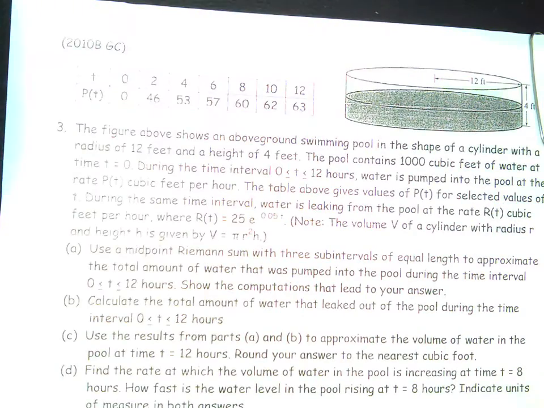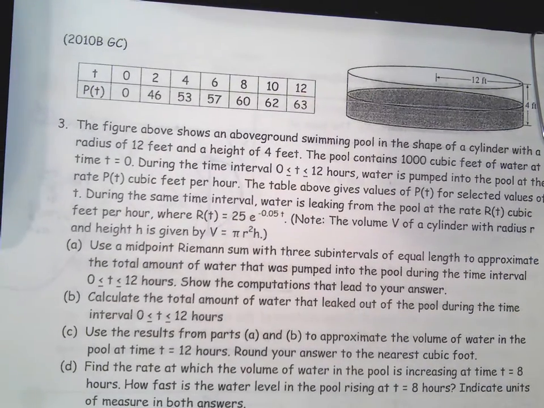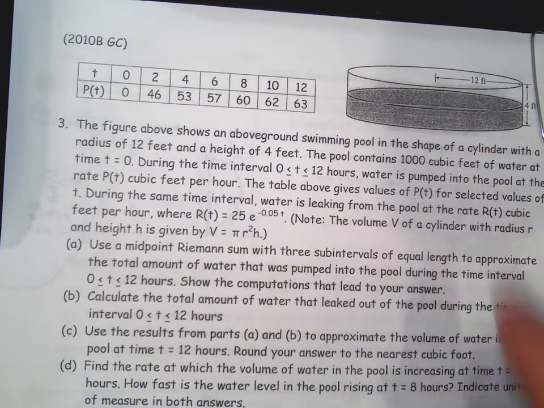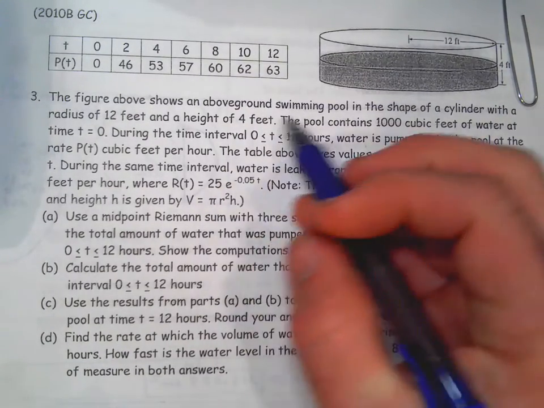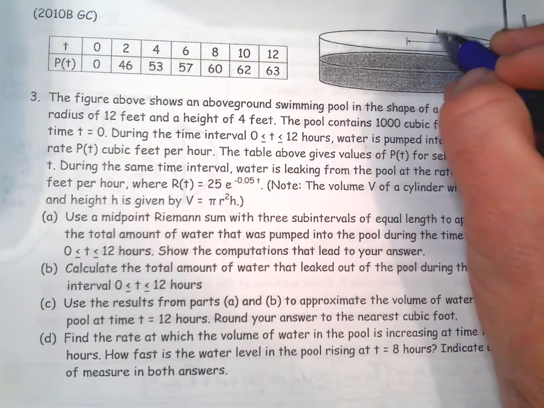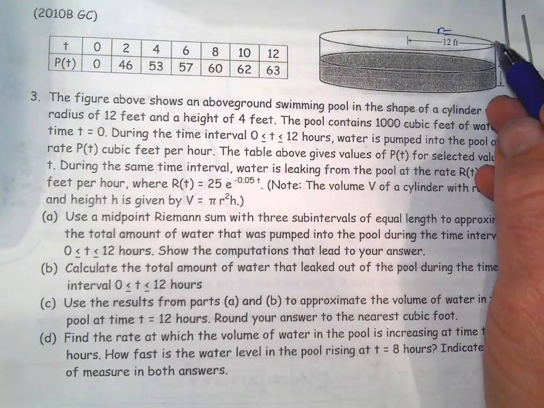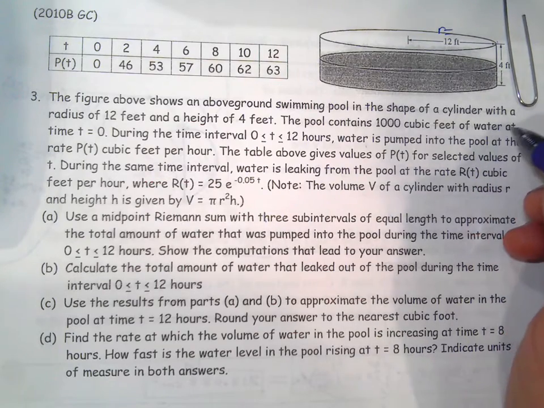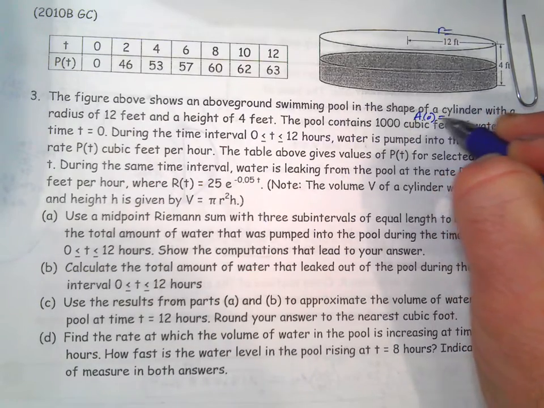Right away, I know we're going to be using estimation techniques because they gave us a table. So Riemann sums, trapezoids, estimating derivatives. This also looks like potentially a rate model problem, a tank or something like that. The figure above shows an above-ground swimming pool in the shape of a cylinder with a radius of 12 feet and a height of 4 feet. That's the height of the pool, so the height of the water. The pool contains 1,000 cubic feet of water at time 0. So the amount at time 0 is 1,000.